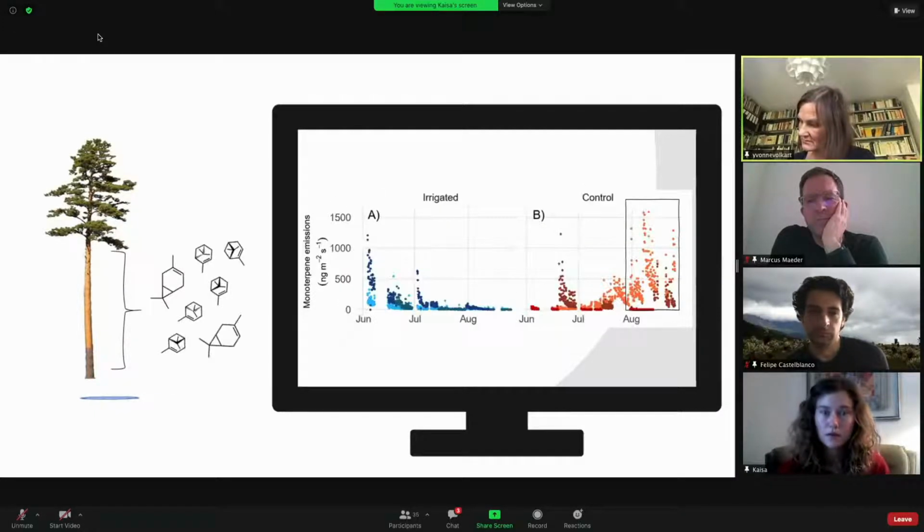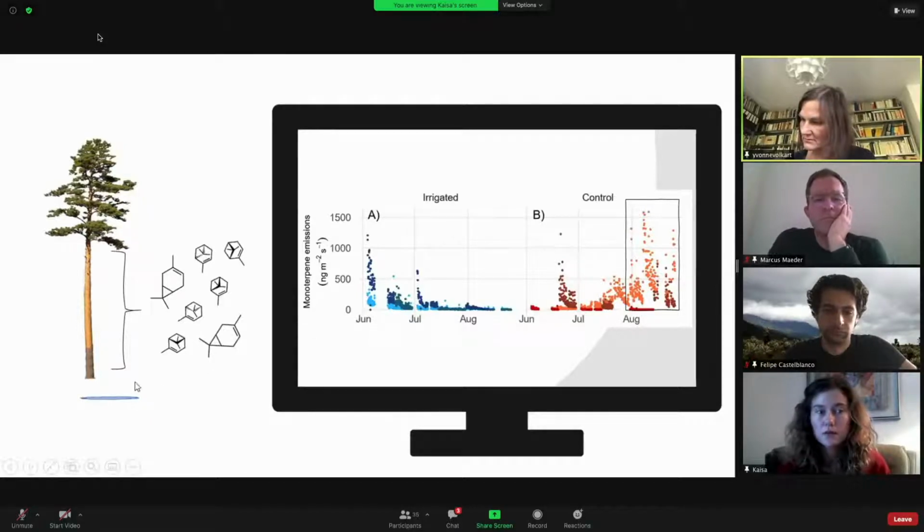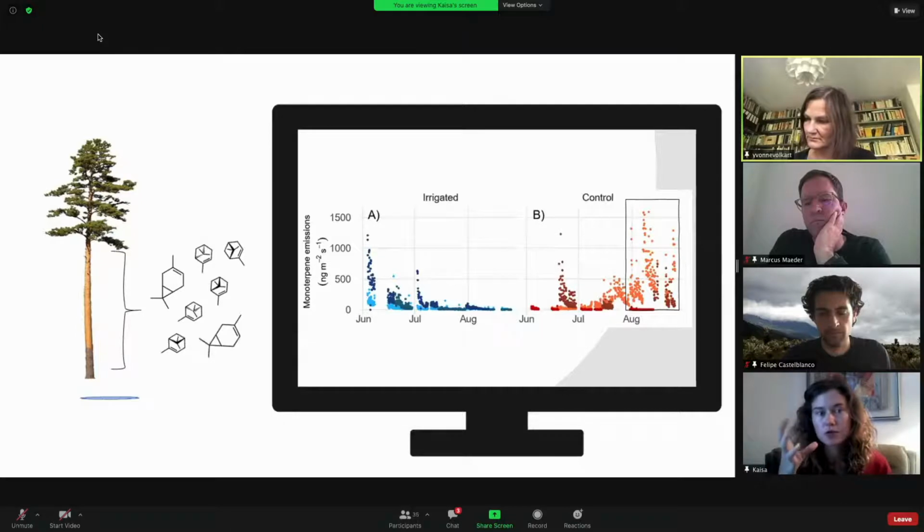But there were also these surprise peaks of huge emissions at the end of summer, even though there was very little water available in the soil. We suspected this may have to do with herbivory or parasites, some biotic stress that we just didn't see but was present, and that caused the trees to try to defend themselves and push out lots of these monoterpenes.